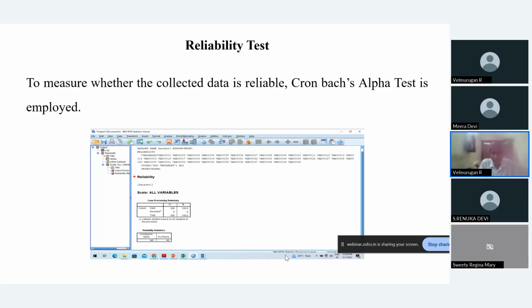Ma'am, whether the voice is audible? Yes, sir, it's audible, sir. Okay, ma'am. Yes, sir.